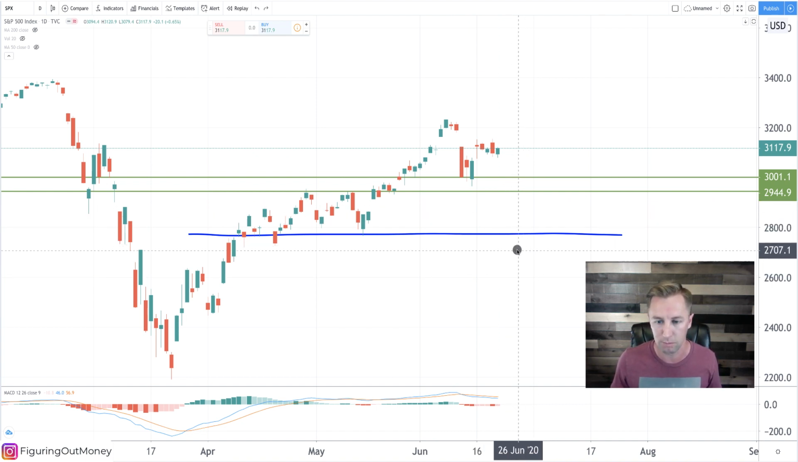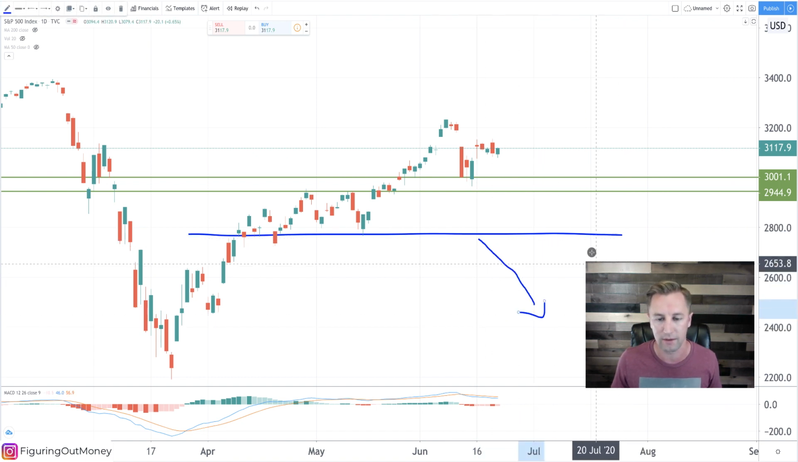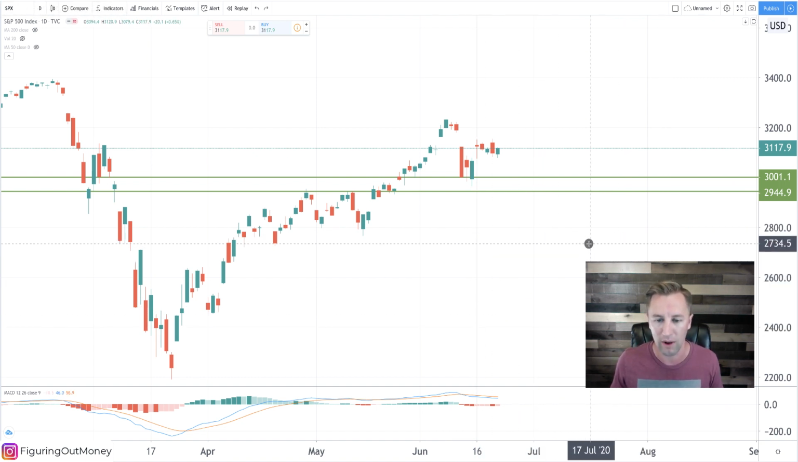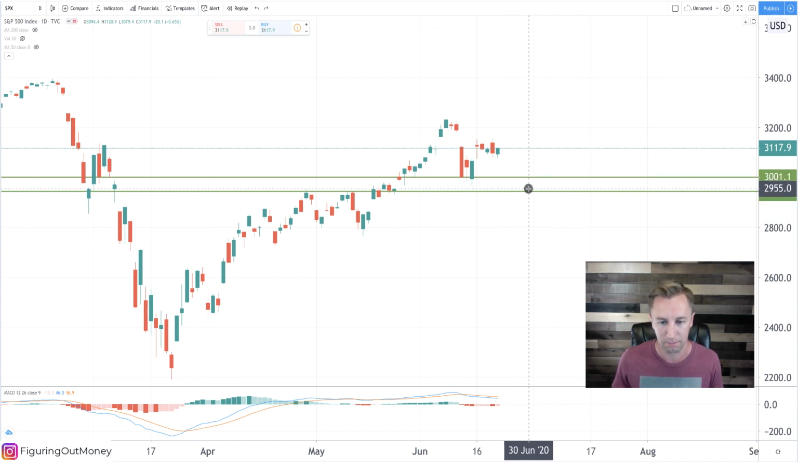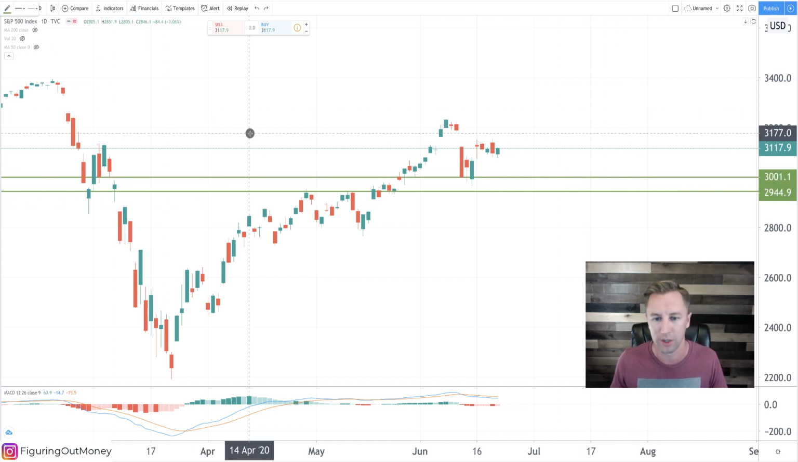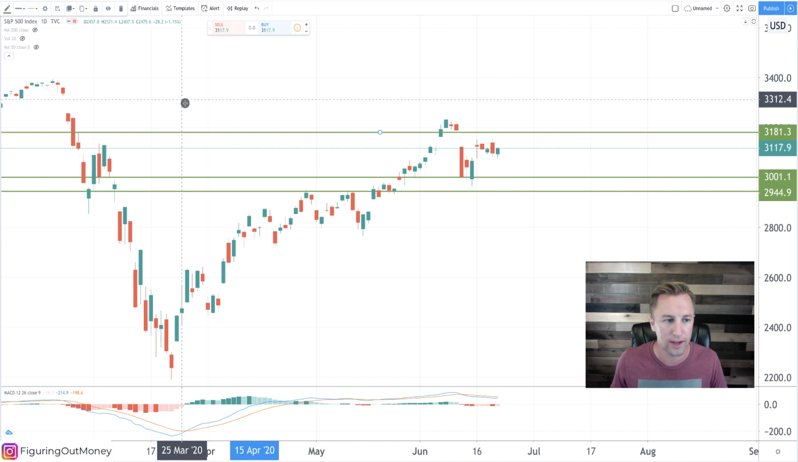But if we get a close below this 2,800 level, then I can see the price dropping further to the downside. However, now since we know where the main key support area is, the 3,000 to about 2,950, let's call it, the resistance that I'm looking at is going to be right up in this range.